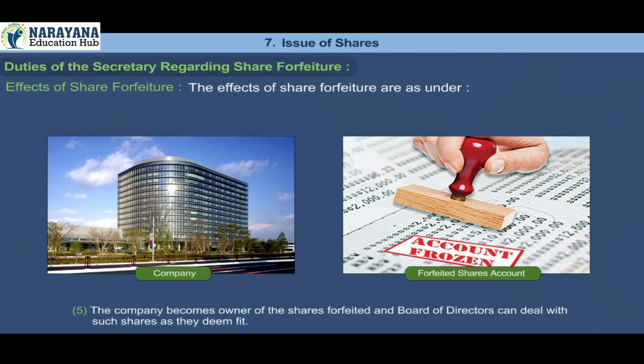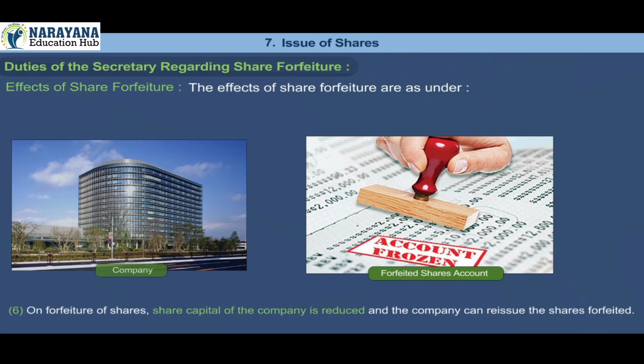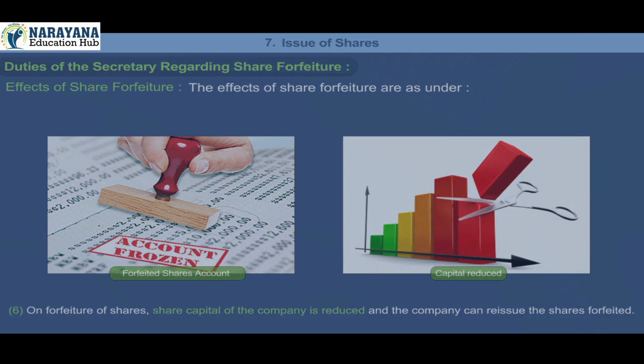5. The company becomes owner of the shares forfeited and board of directors can deal with such shares as they deem fit. 6. On forfeiture of shares, share capital of the company is reduced and the company can reissue the shares forfeited.